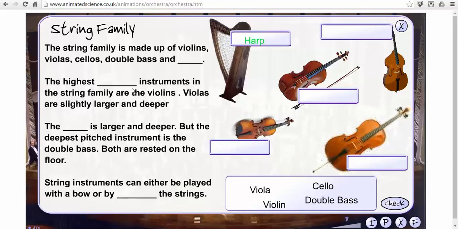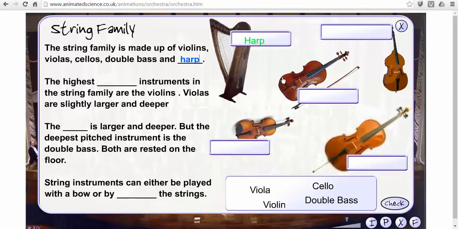Another thing that students can do on the left side of the activity is they will read a little bit about the string family, but this activity also has words that are missing. Students will have to find the correct word and place it into this part of the activity, such as this one says the string family is made up of violins, violas, cellos, double bass, and the harp.